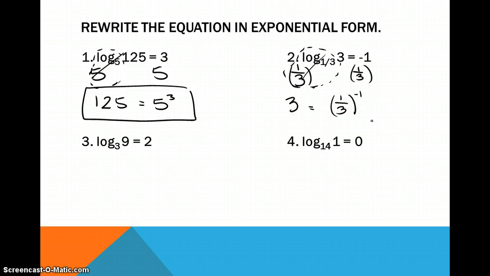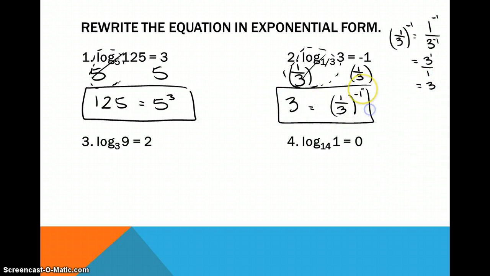And for those of us that don't remember, a couple chapters ago, this -1 means the reciprocal. So just to prove it to you all, 1/3 to the -1. If you distribute the exponent, it's 1 to the -1 over 3 to the -1. And remember, for negative exponents, you're supposed to flip them. So this will go to the bottom. This will go to the top, which is equal to just 3. This is a true statement, and that's how I know for sure that I did it correctly.